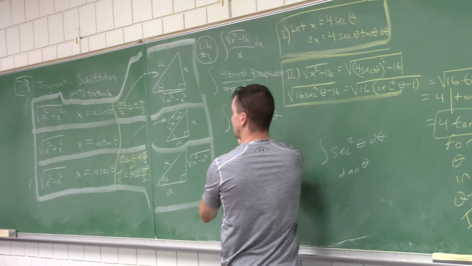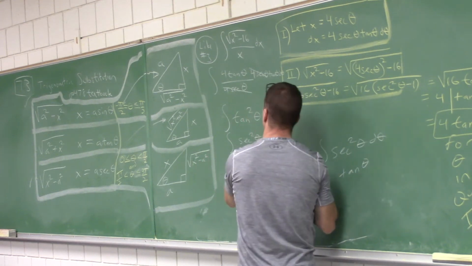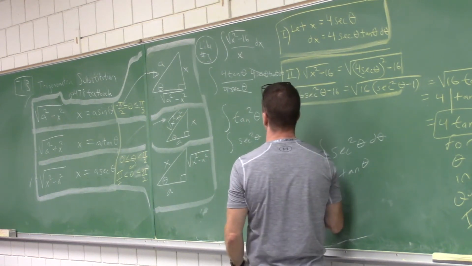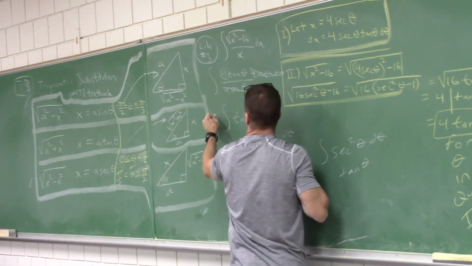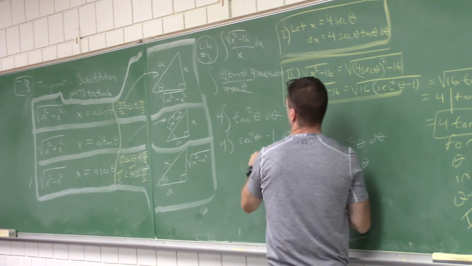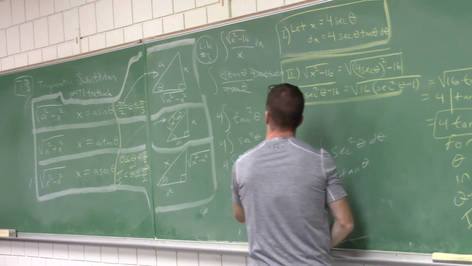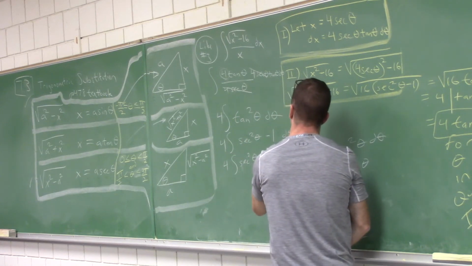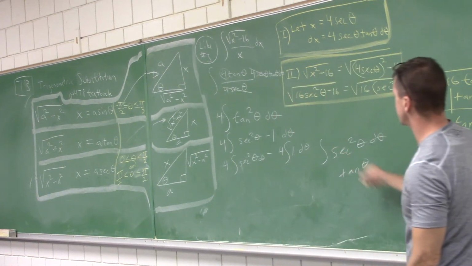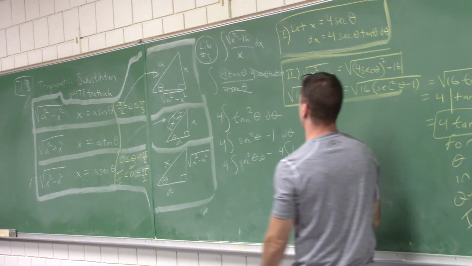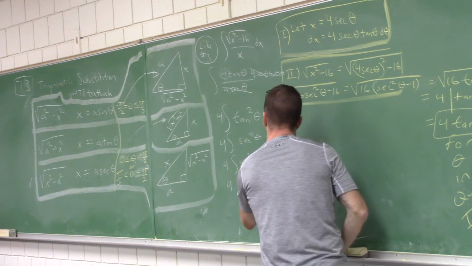Yes, use a trig identity, replacing this with secant squared theta minus 1. Oh, let me put that 4 out there. These 4's cancel, but don't forget about that 4. Now, can I write this as two separate integrals, minus a? Can I do that? And what's the integral of secant squared theta? Tangent theta minus, what's this?